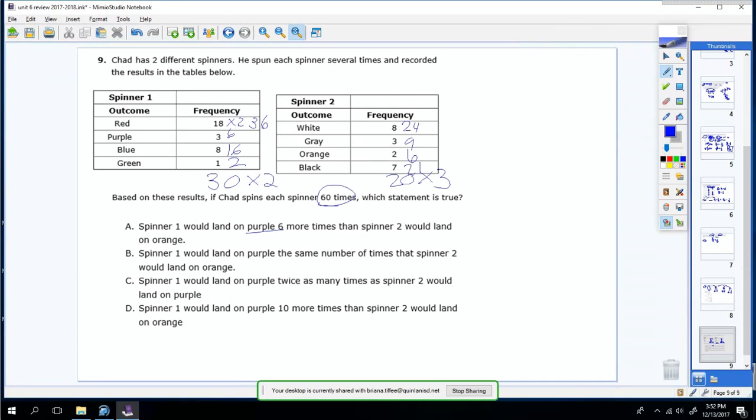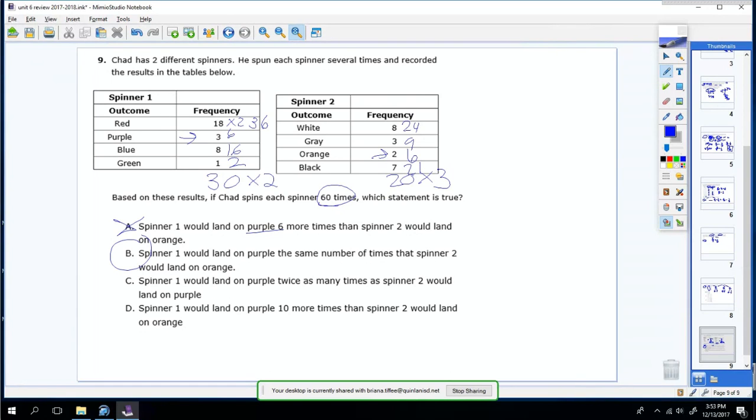So it says spinner 1 would land on purple 6 more times than it would land on orange. Well, purple is 6 and orange is 6. So no, they would actually be the same. So B says purple would be the same number of times as orange, which we just said was true.